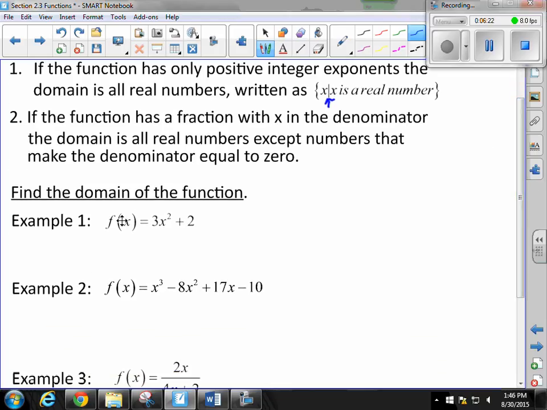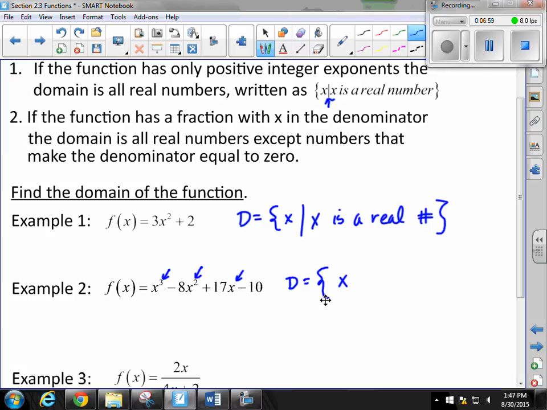Example number 1. I do not have a fraction, and all I have are positive exponents here, x raised to the second power. So this tells me my domain is the set of all x such that x is a real number. And I'm going to abbreviate here. In example number 2, again, when I look at the exponents, they are positive integers. If it's not written, it means to the first power. 1 is a positive integer. So my domain on this function is the set of all x such that x is a real number.